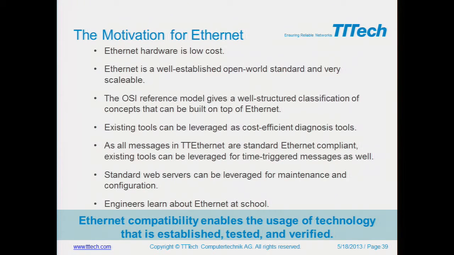So the idea in the TT Ethernet is to have all messages be compliant to the Ethernet method, so that the existing tools can be leveraged in both cases, both for the Ethernet and for the time trigger information. So Ethernet compatibility enables the use of technology that is continuously evolving, is faster and faster, and is cheaper and cheaper. So this is very appealing for every company.